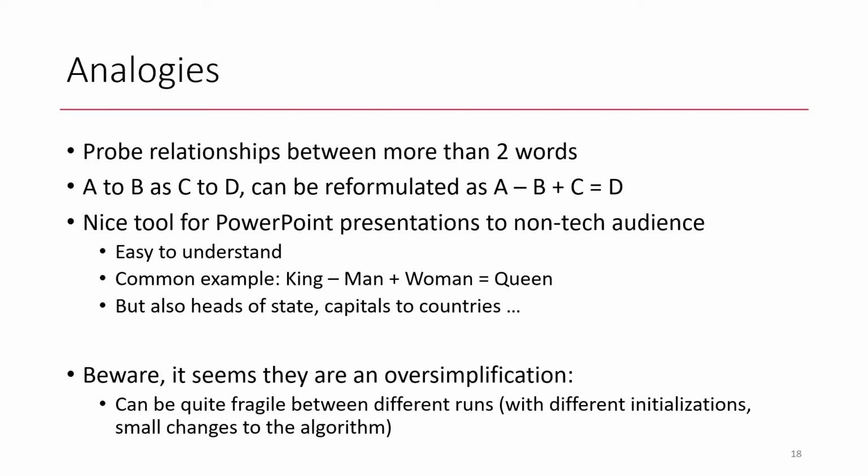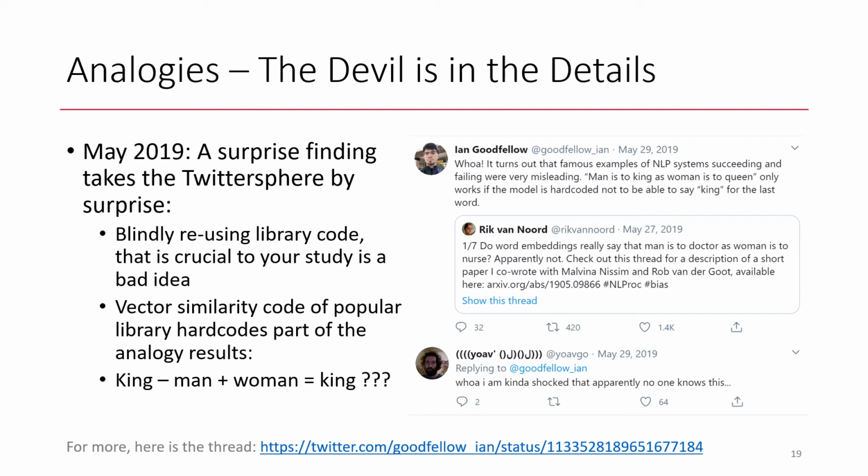So when you have different initializations or small changes to the algorithm, those analogies can break apart and not show what you want them to show. And furthermore, the devil is in the details, right? So I just showed you the king minus man plus woman equals queen example, but it turns out it might not be true. So in May 2019, a surprise finding takes the Twitter sphere by surprise.